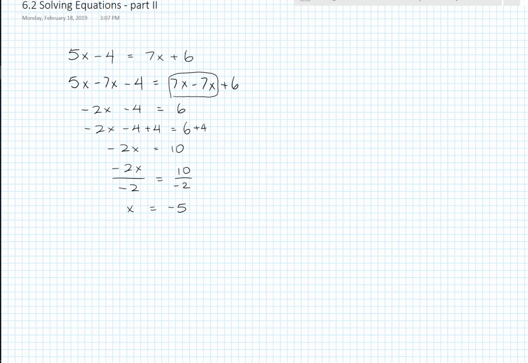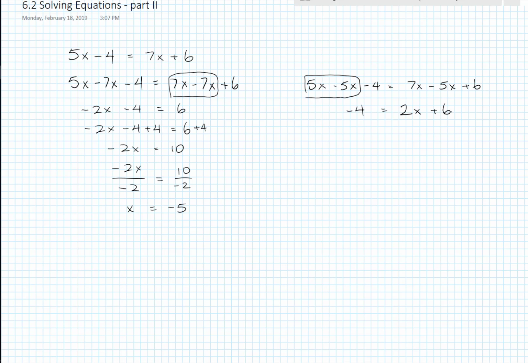An alternative would be to collect the terms on the right-hand side. That would look a little different. Instead of subtracting 7x from both sides, our first step would be to subtract 5x from both sides. You can see that the 5x would now disappear on the left, and all we'd be left with is negative 4. Then we'd have 2x on the right.